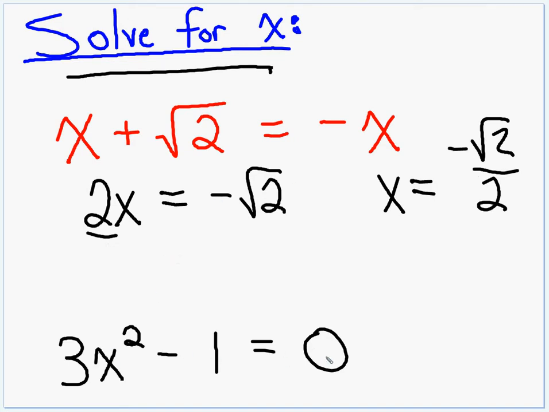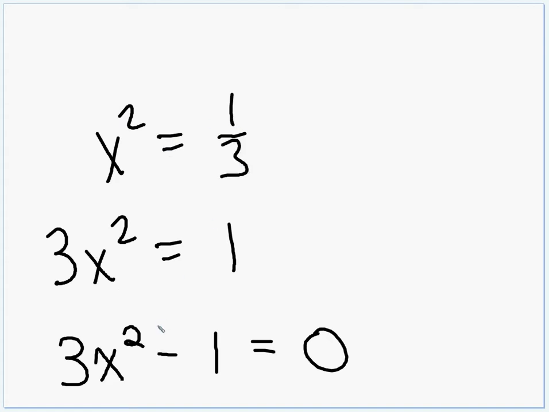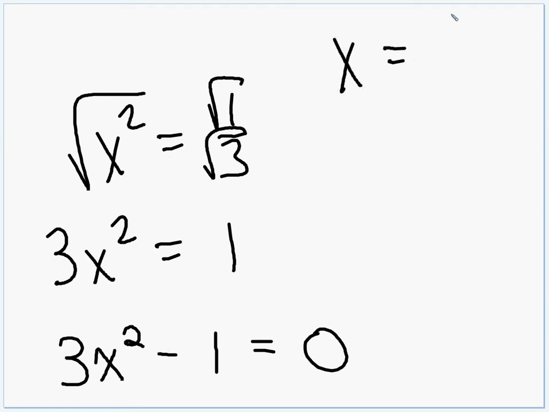Or for this one here, let me give myself a little room. I'll work upwards here. First step I would do is add 1 to both sides. Equals 1. And then I'm going to get the x squared alone by dividing by 3. So that would be 1/3. And then I'm going to square root. I'm going to do the numerator and denominator separately. So x would equal the square root of 1 is 1 over the root of 3.